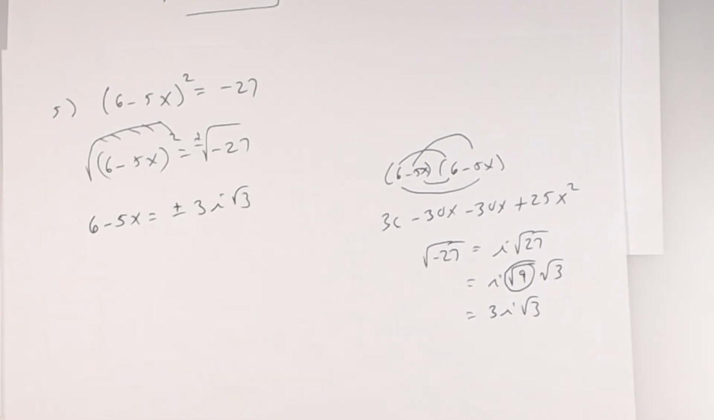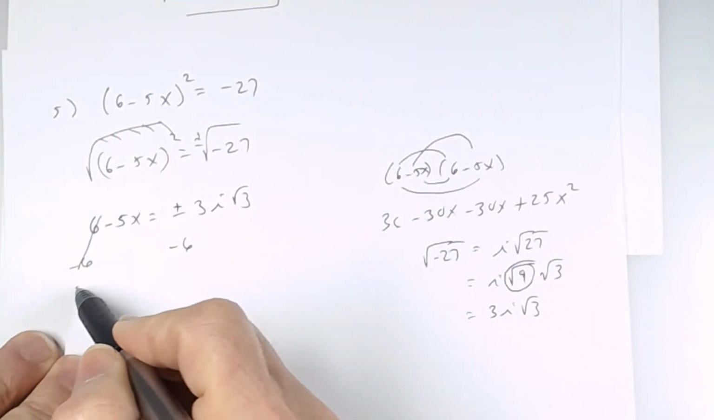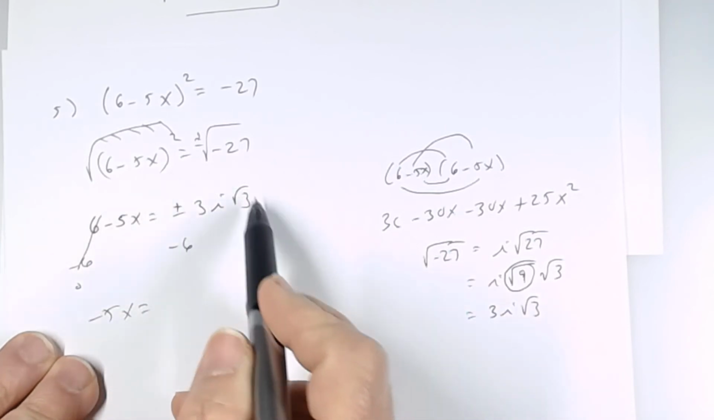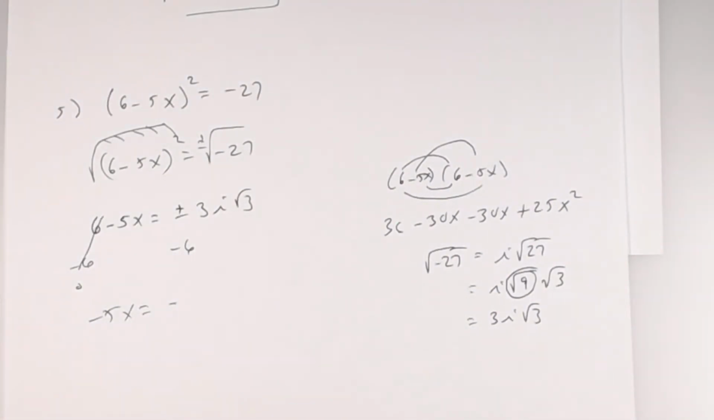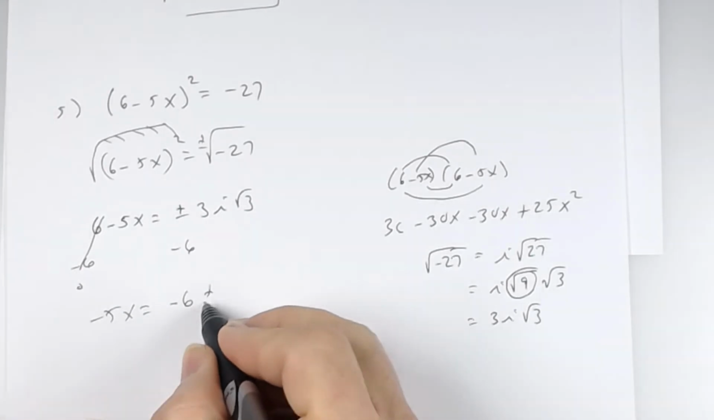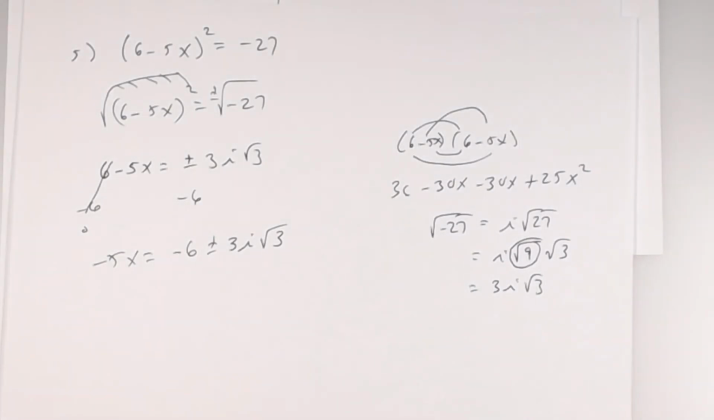Remember, you got to get x by itself. So what's the next step? Minus 6. You want to bring the constant to the other side first and then divide by the coefficient of x. So you subtract 6 first. 6 minus 6 is 0, so you get negative 5x equals. Now how are you going to write this side? Always put the plus or minus at the end. So negative 6 plus or minus 3i square root of 3. And then finally, divide by negative 5.